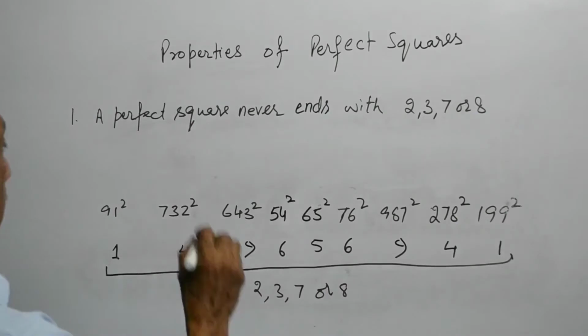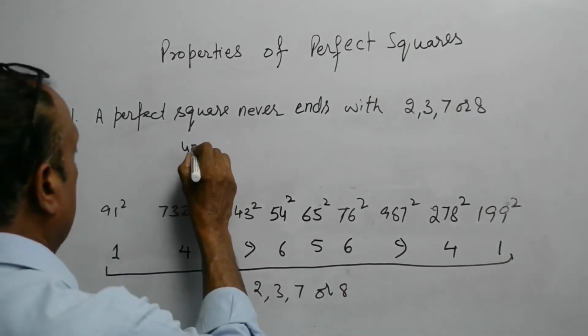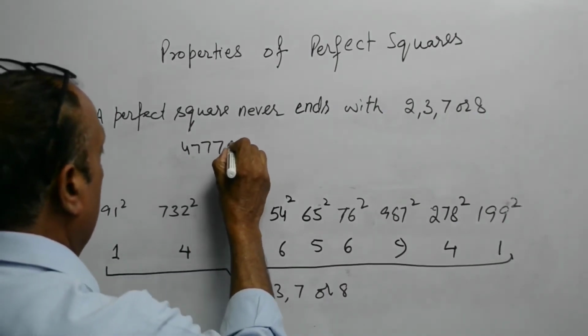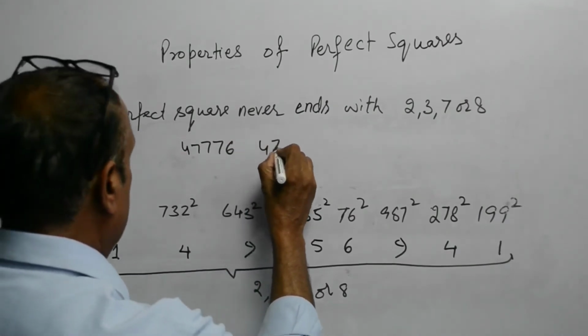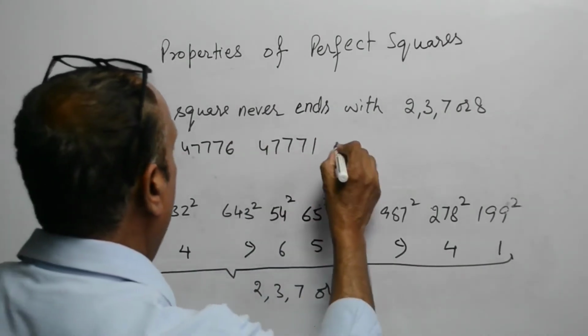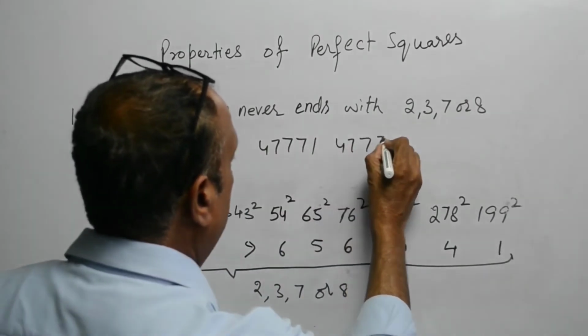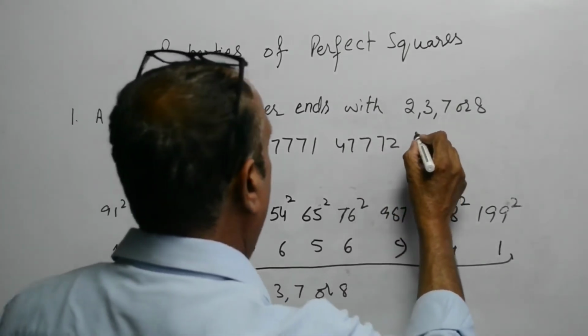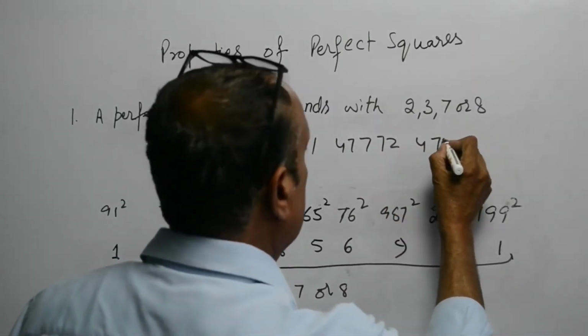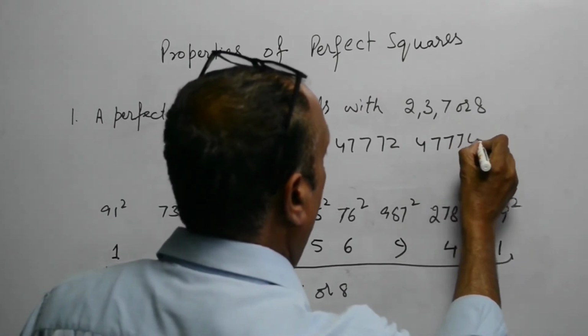Now take for example 47776, 47771, 47772 and 47774.